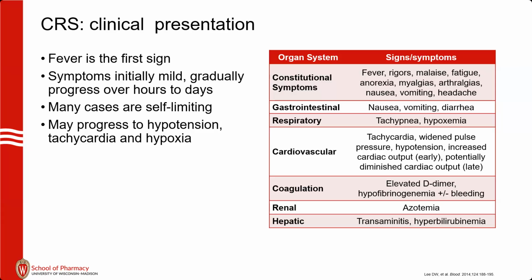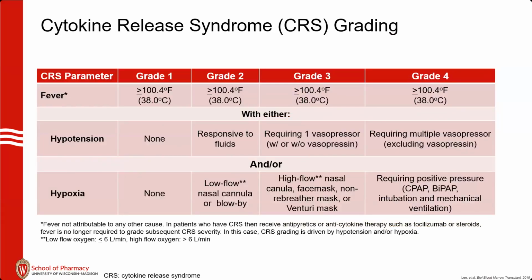About 5 years ago, the American Society for Transplantation and Cellular Therapy was kind enough to get together and agree on a universal grading system for CRS. This is what we use institutionally and what is typically used in clinical trials now. Once again, we see that fever is that first warning sign that qualifies you for grade 1. After that, we're really just focusing on blood pressure and oxygen saturation.